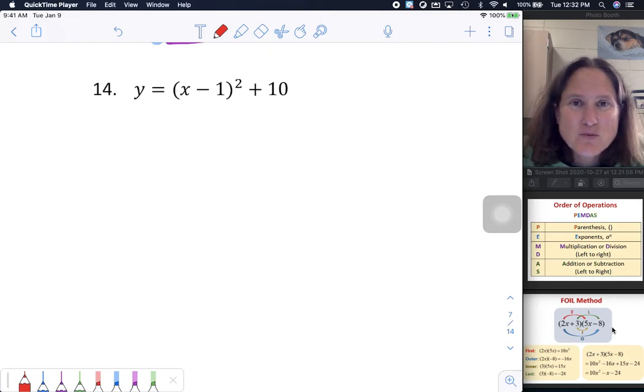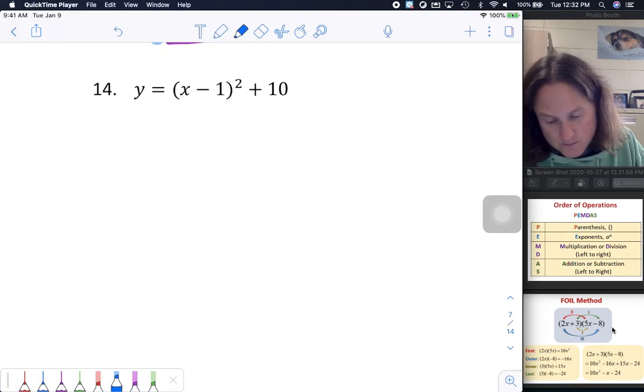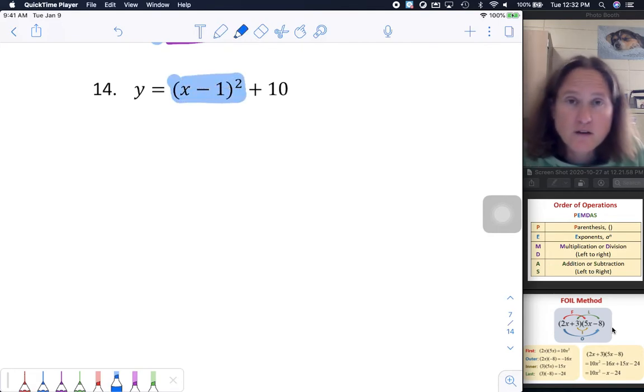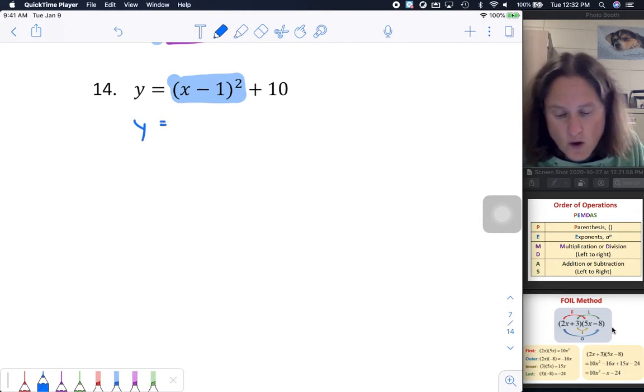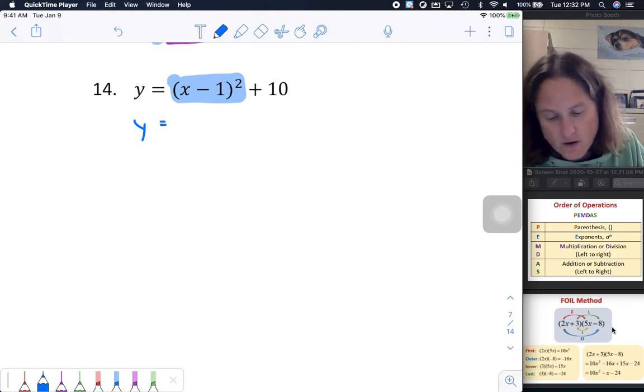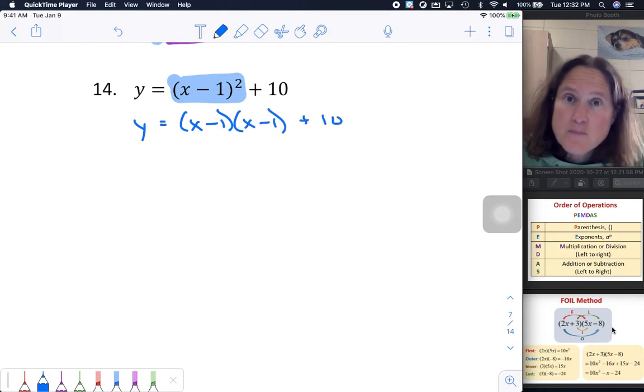Parentheses, I can't simplify that x minus 1. Exponents, I can get rid of that. So if I start by getting rid of that exponent, you'll notice it's the exact same thing as number 12 and 13 above. When we have that exponent of 2 on x minus 1, it doesn't mean you distribute the squared. What this means is x minus 1 times x minus 1. And then, of course, after I'm done with that, I end up with the 10. So exponents is very similar. It's the same idea as multiplication.